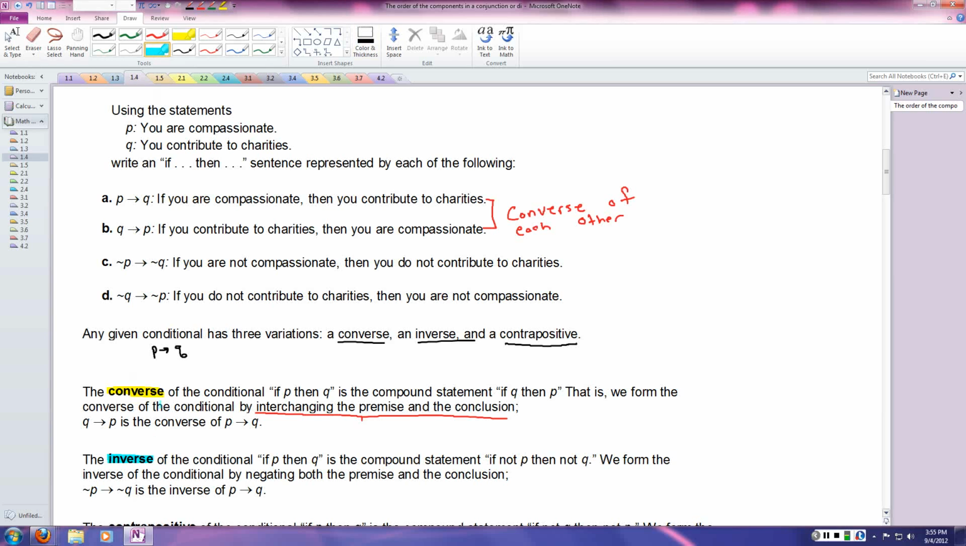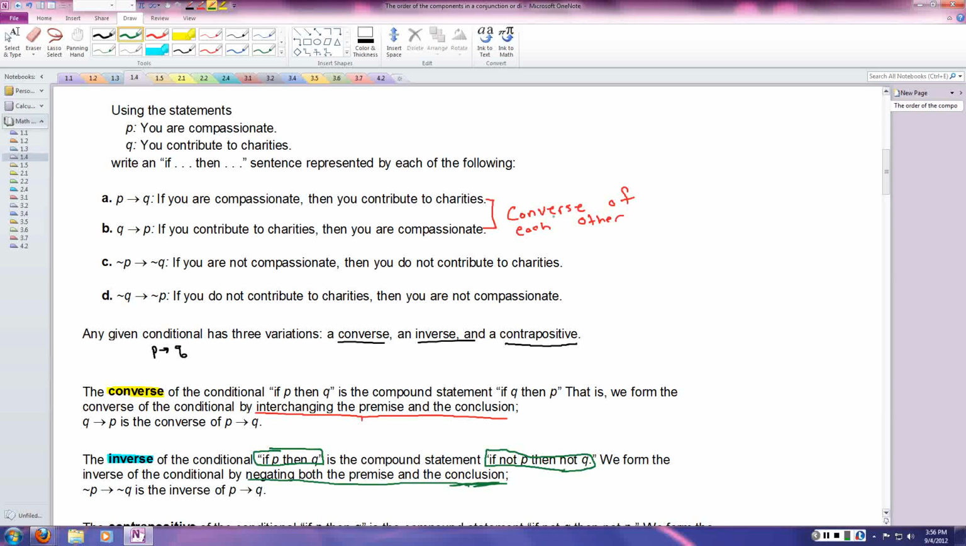The inverse: you're given if P then Q, and you're going to negate both the premise and the conclusion. The order stays the same, you just negate them. So not P implies not Q is the inverse of P implies Q. So really here we have if P then Q, and if not P then not Q is the inverse.